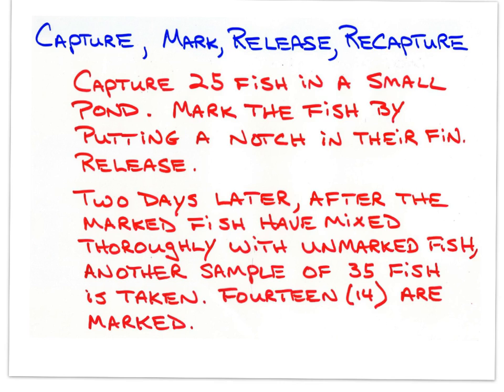animal population. Let's start our inquiry into the capture, mark, release, recapture method by looking at a problem. Maybe the mathematics will jump out at you. Capture 25 fish in a small pond, mark the fish by putting a notch in their fin, release them. 2 days later, after the marked fish have mixed thoroughly with the unmarked fish in the pond, another sample of 35 fish is taken. 14 fish are marked. How many fish, approximately, are in the pond? Turn the movie off now and see if you can work through to the answer.